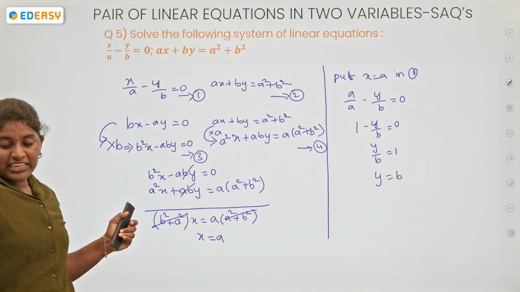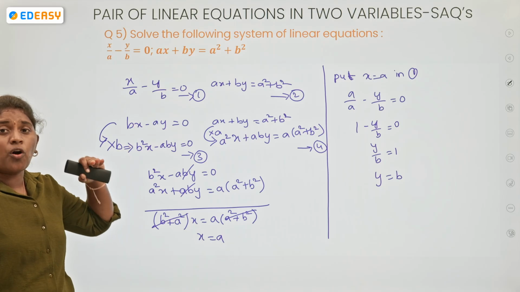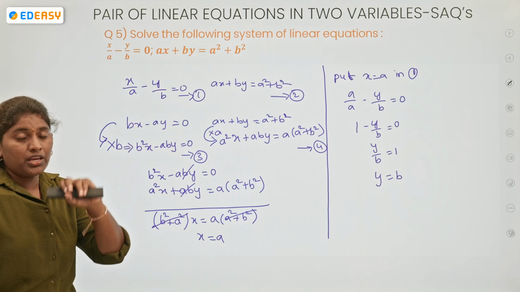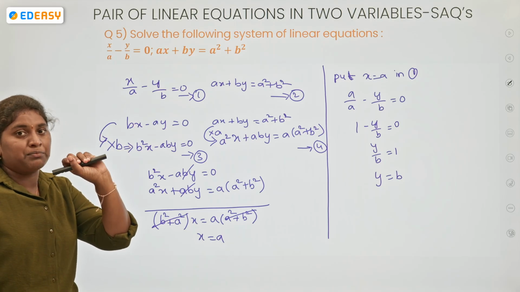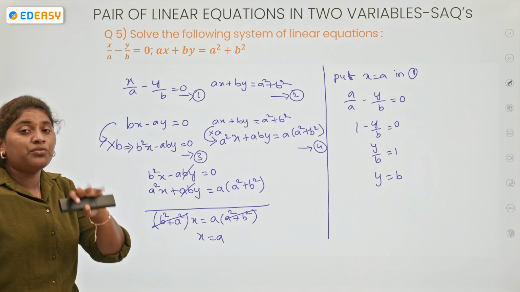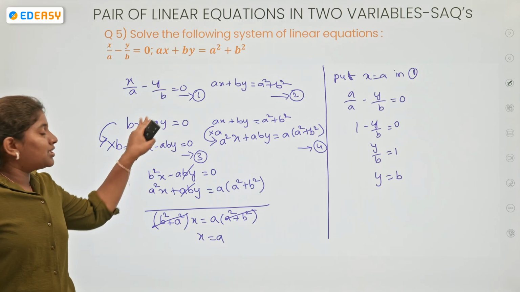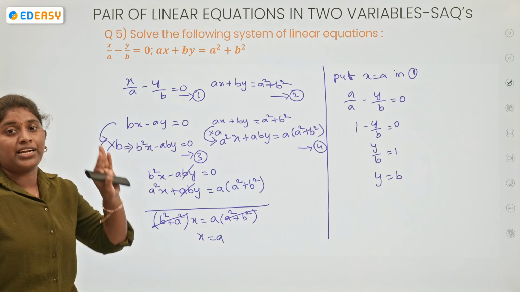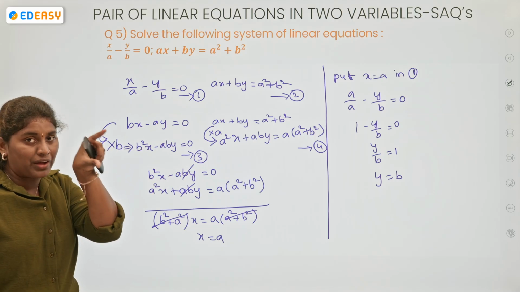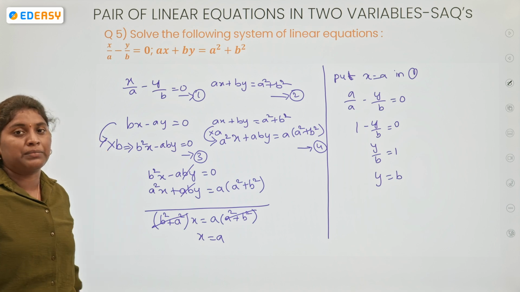How can we identify that value? Simple. You need to just find the common multiple. If you find the common multiple, then you will understand what that value is. Clear? In order to make the coefficients the same, you need to find the common multiple of those two values. Then you will understand what is the value you need to multiply by.